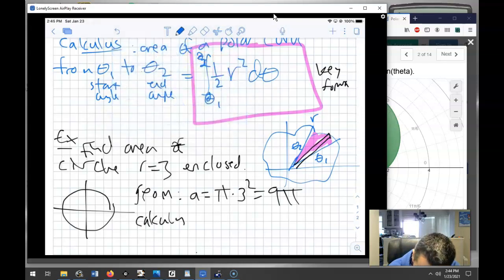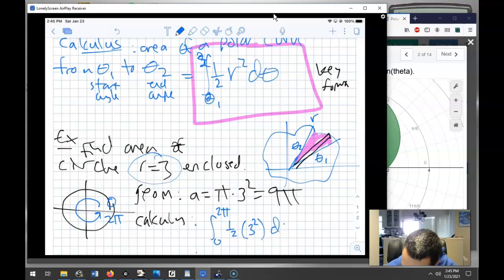But in terms of calculus, if we want to go all the way around, we're saying we're going to start at 0 and go all the way around until we get back to 2 pi. What we're going to do in that case is take the integral from 0 to 2 pi of 1/2 times r squared, which in this case is 3 squared. So I'm just plugging in this formula for r, d theta.